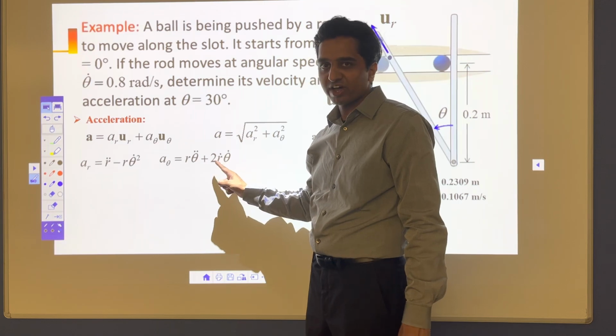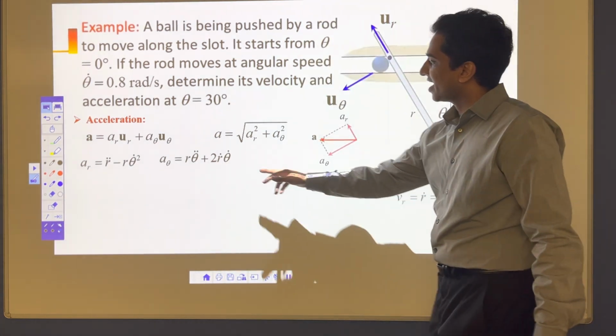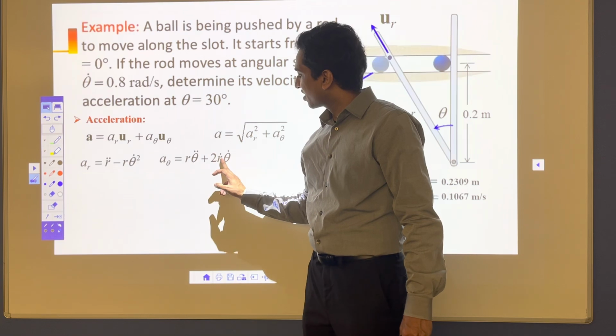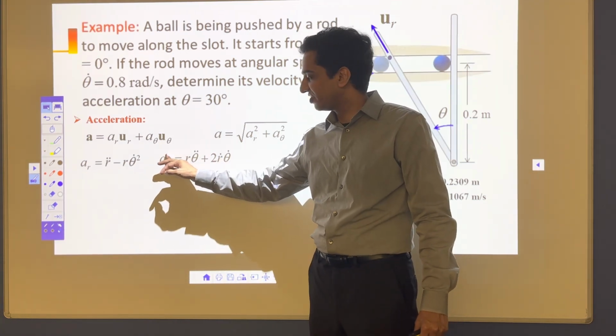I can calculate r dot, I already did. We already calculated r dot. We have theta dot, 0.8. 2 r dot theta dot will be a theta. So a theta is very easy.